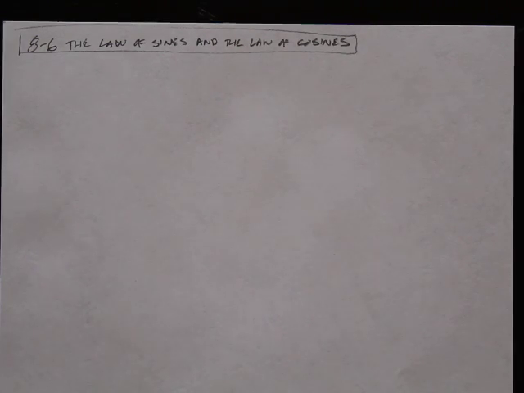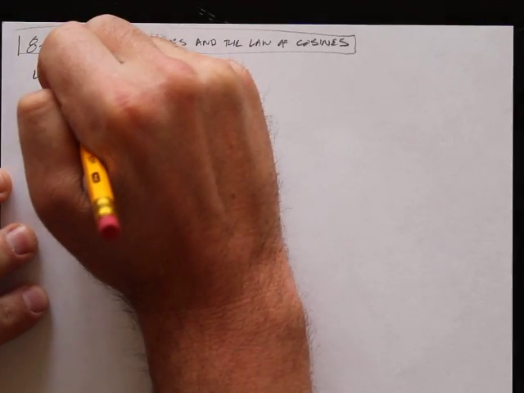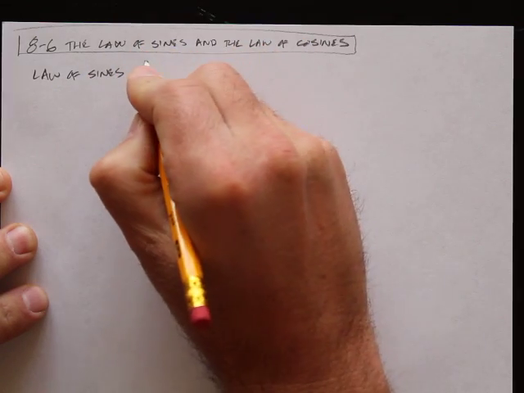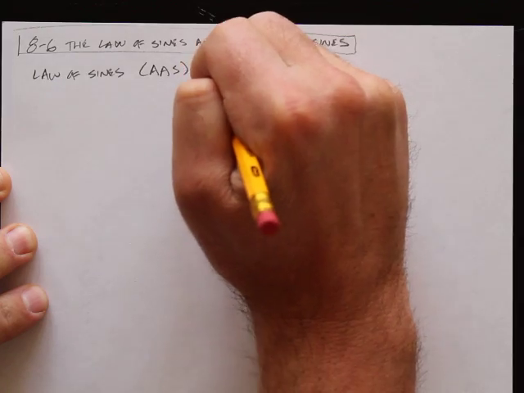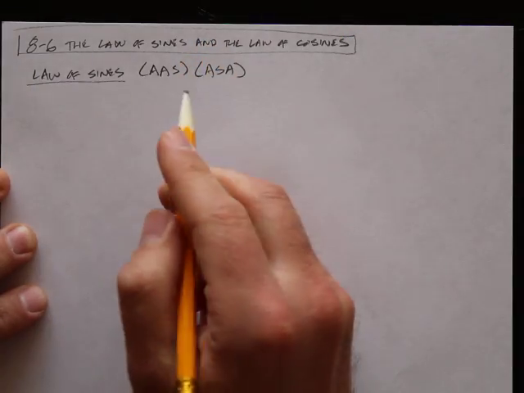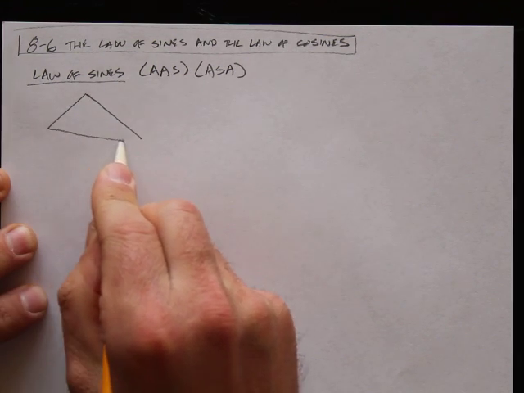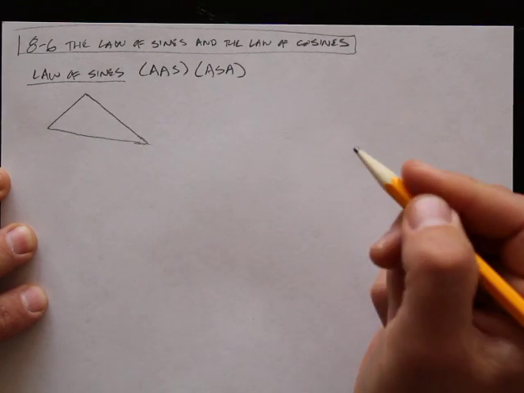Geometry 8-6, the law of sines and the law of cosines. So here's the law of sines. And we use this when we have angle, angle, side, and angle, side, angle. So you'll see what I'm talking about in just a second with this. So we can use law of sines and law of cosines to solve triangles that are not right triangles.